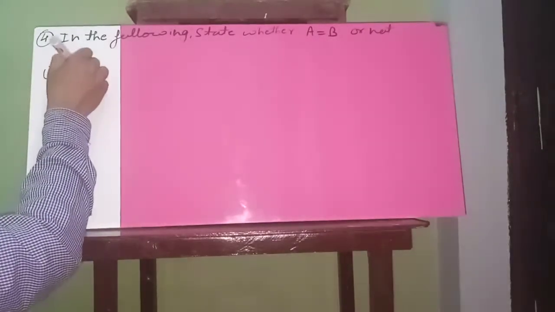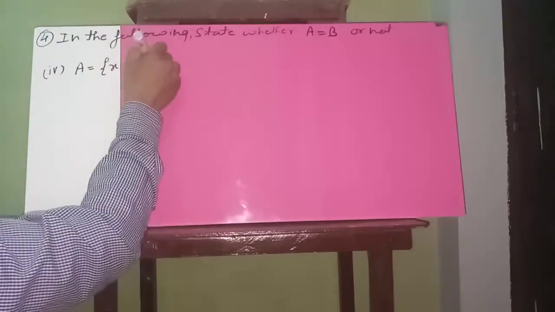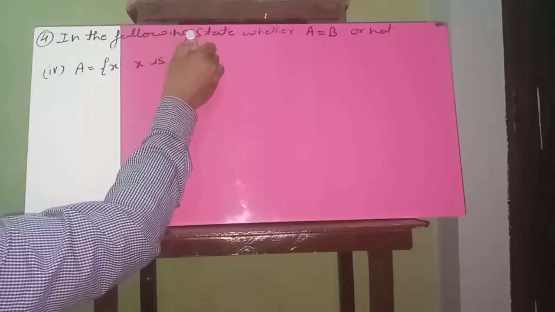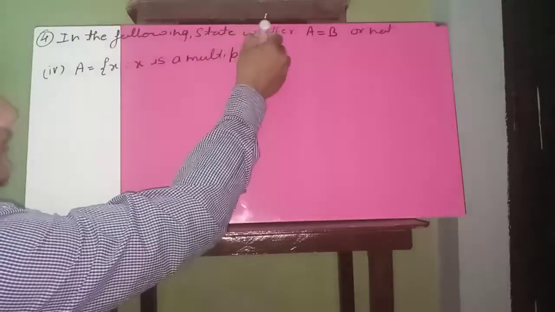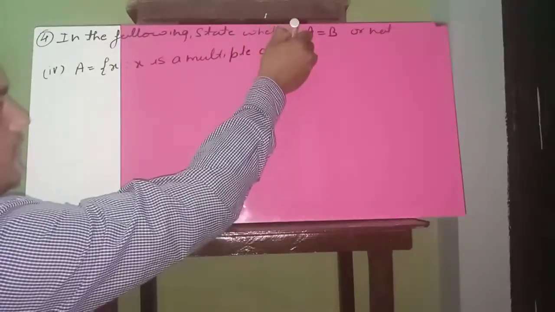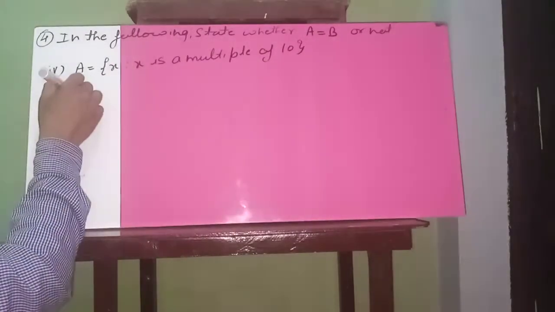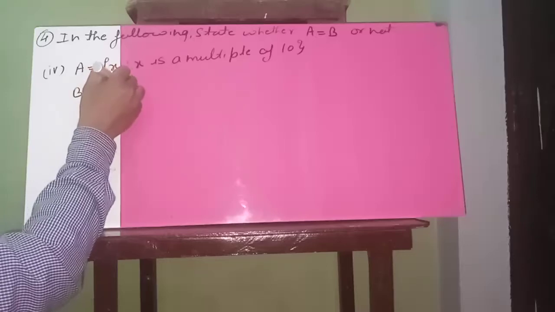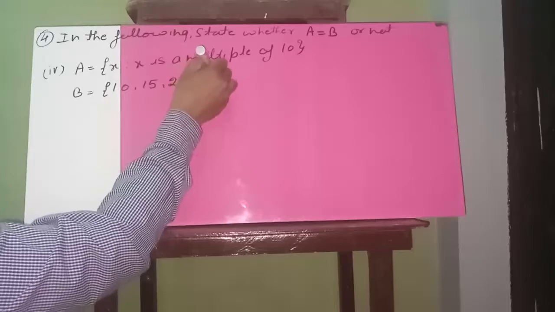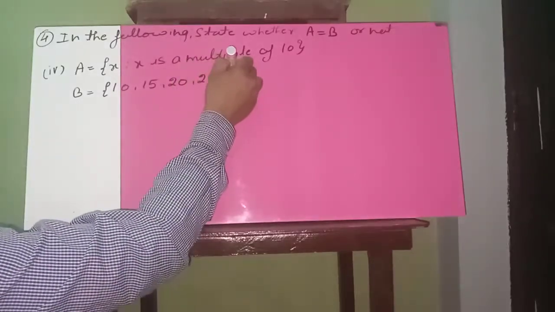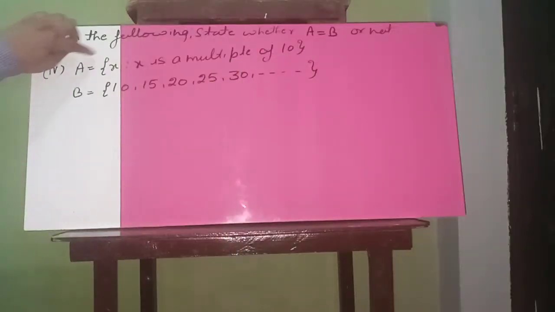That is set A equal to x such that x is a multiple of 10. And after that set B equal to 10, 15, 20, 25, after that 30, and so on. In this, set A is in set builder form.